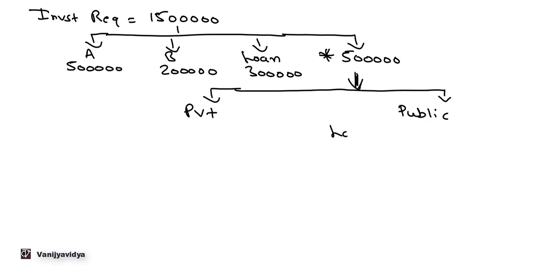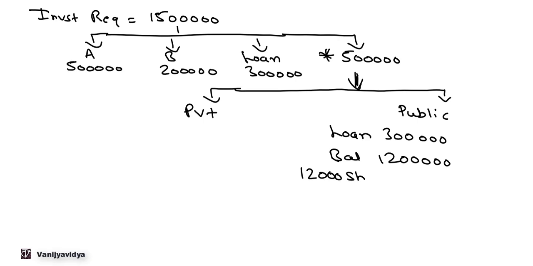So what A will do is, the total investment required is 15 lakhs, out of which the loan is 3 lakhs. The balance 12 lakhs will be capital. That capital will be from A, B and the other public. So A will divide this 12 lakh total capital into small portions, and each portion will be known as a share. Say this 12 lakhs will be divided into 12,000 shares of rupees 100 each.